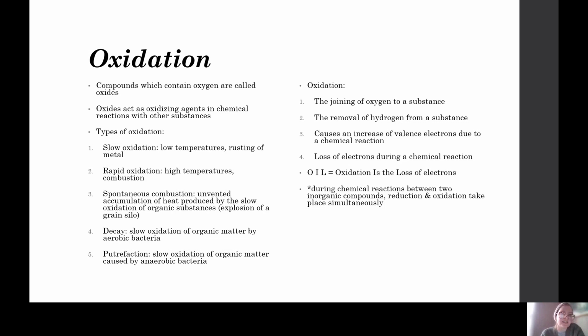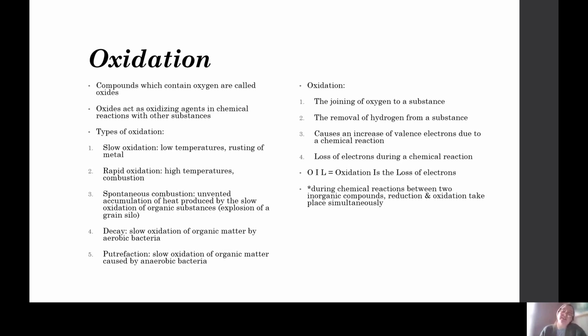Another form of oxidation is decay, which is slow oxidation of organic matter by aerobic bacteria, and putrefaction, which is the slow oxidation of organic matter caused by anaerobic bacteria. Oxidation is also the joining of oxygen to a substance, or the removal of hydrogen from a substance. It results in a loss of electrons during a chemical reaction.